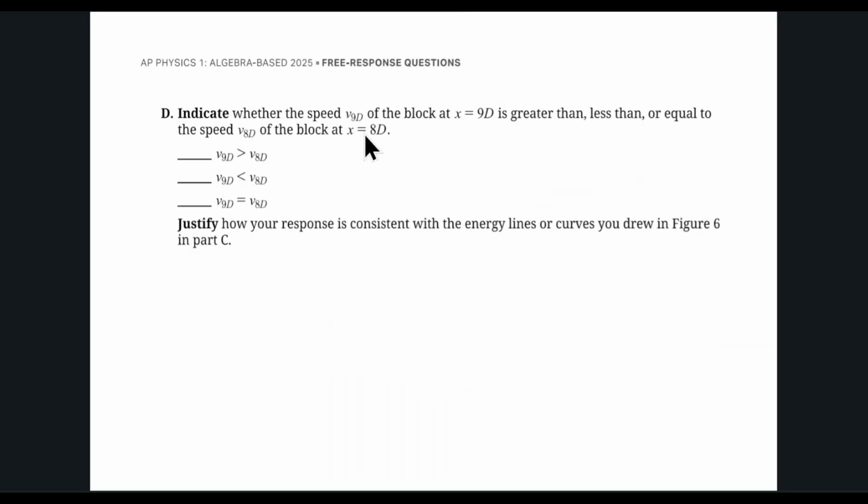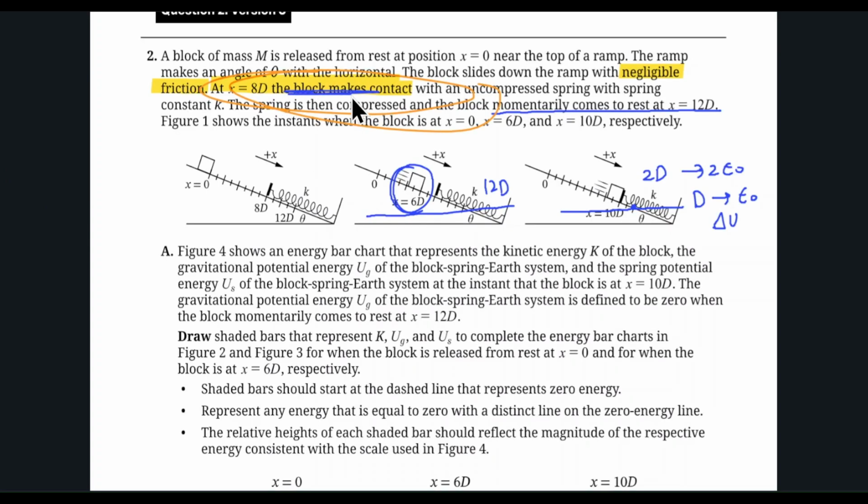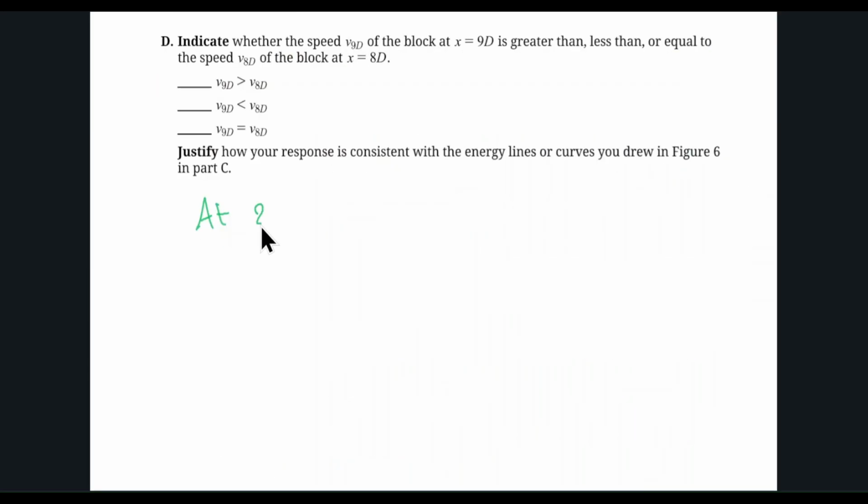The last one is determine whether the speed at 9D is greater or less than the speed at 8D. So once again, we need to conserve the mechanical energy, right? At 8D, what's happening? It hits the block. It hits the spring, sorry. So spring energy is 0. I'm going to say that at 8D, the spring energy is 0. Potential energy, again, this is at 8D. So 8D, 12D, the difference is 4. So that has to be 4E naught. And in fact, why am I even doing all this? Because I can just write the total mechanical energy is 12E naught, right? I don't really have to worry about the other things.